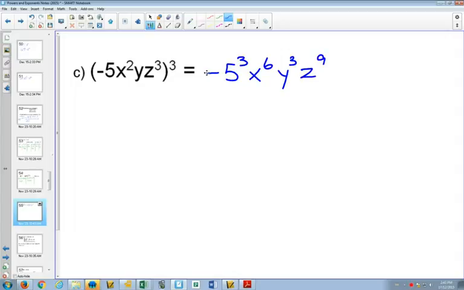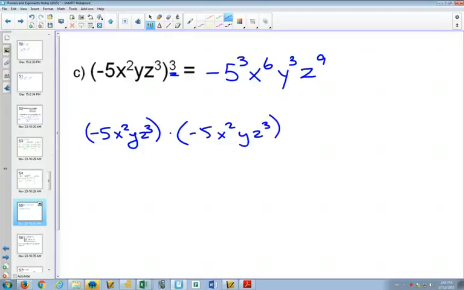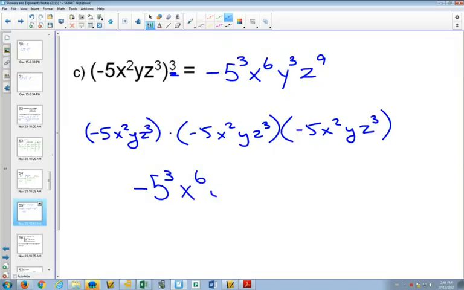So if you're good with the law, you could go directly to the answer. If you get to a test or quiz and you're not sure about the law, not sure how I would do that, then this 3 means I have this 3 times. And if I have 3 negatives, that's still going to be negative. If I have 5 3 times, I would have 5 cubed. How many x's do I have? I have 2 here, 2 here, and 2 there. 6 in total. 1 y, 1 y, 1 y, 3 in total. 3 z's, 3 z's, 3 z's, 9 in total. I don't need brackets. All right.